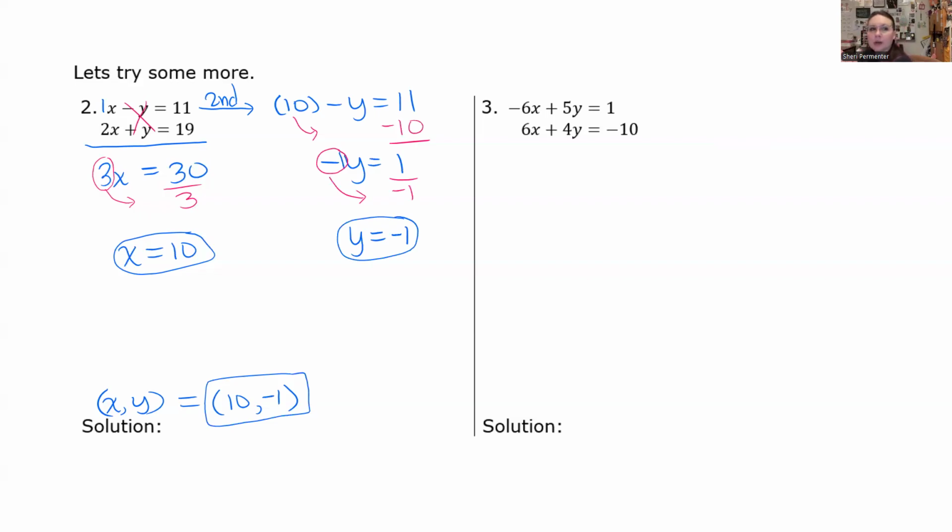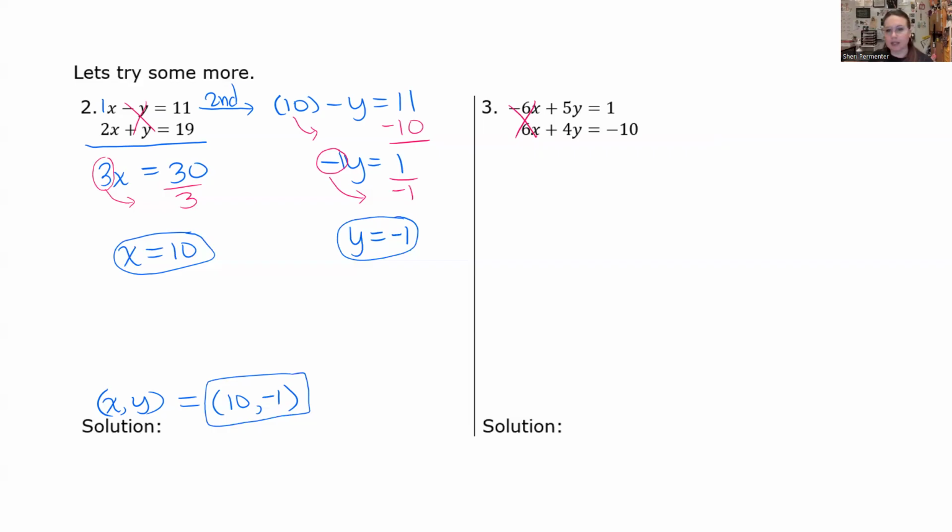I found my point of intersection. I'm good to go. Done. The next problem, do I have a variable that will cancel? Which one? Yeah, the variable x will cancel if I combine those. So minus 6 plus 6, that will cancel.